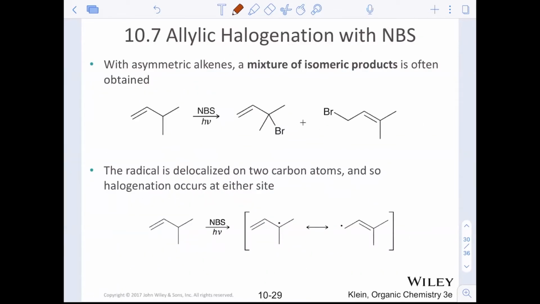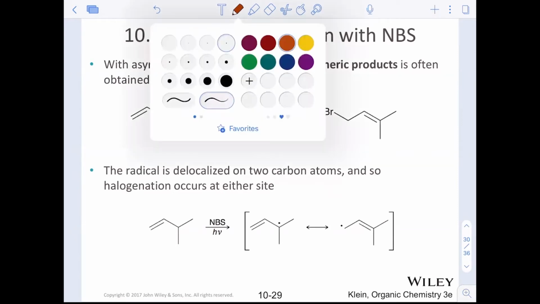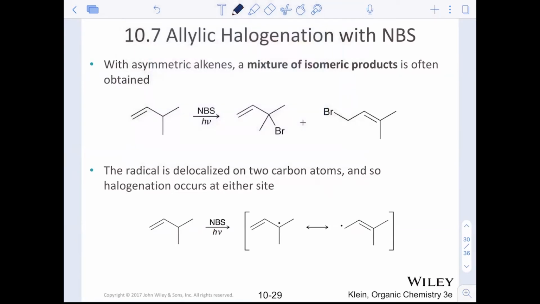Allylic halogenation with NBS sometimes produces multiple constitutional isomer products. Now, when that happens, how do we know? It's when we see an allylic position and the alkene is asymmetric, right? There's no symmetry in this original alkene. And so when we see the product, we know that this is the most stable allylic position.